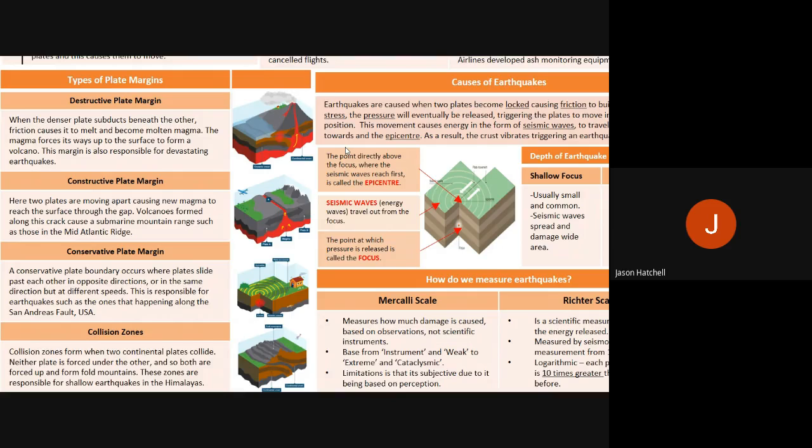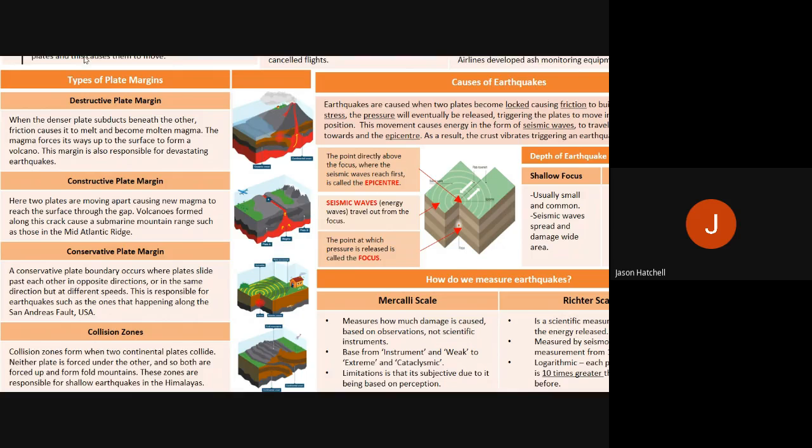And so there are 4 types of plate margins or boundaries you need to be aware of. And you can see them on screen now: destructive, constructive, conservative, and collision. So I'm going to go through each of these now, and we're going to talk briefly about what way they move and what happens as a result.